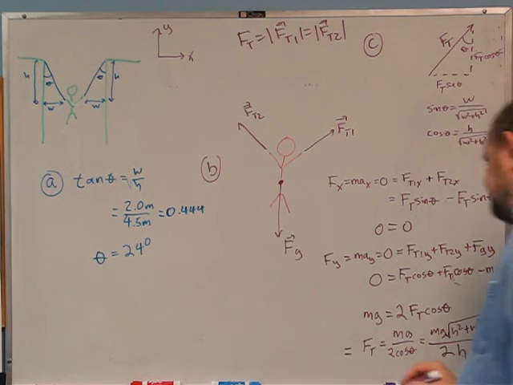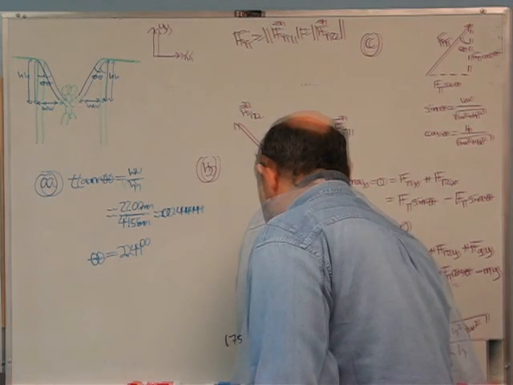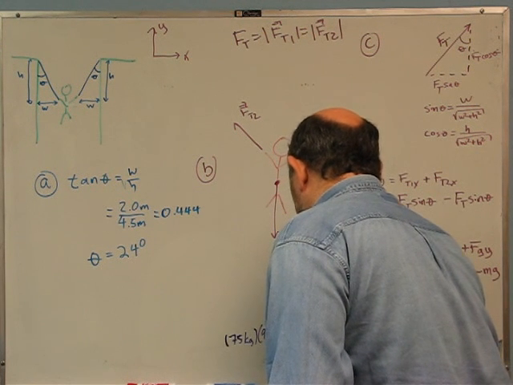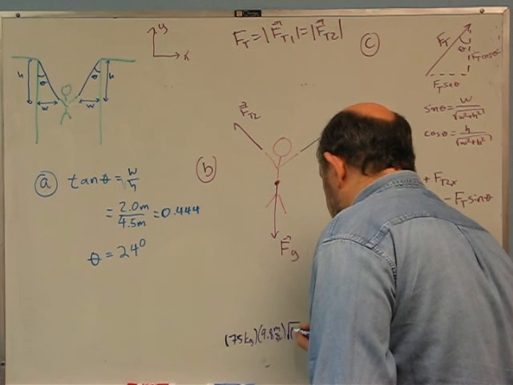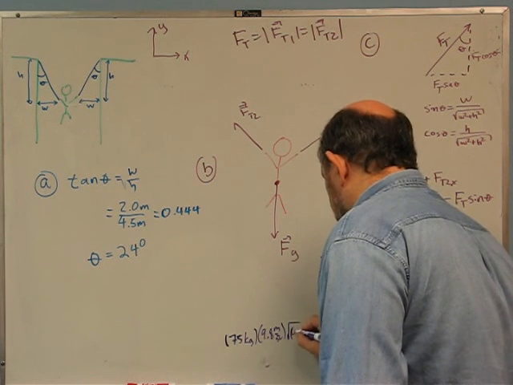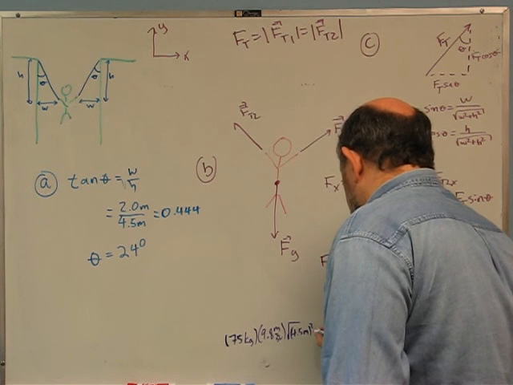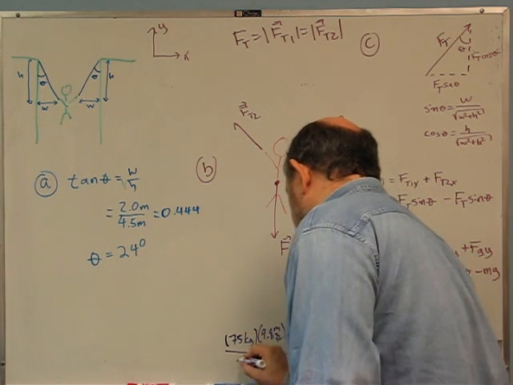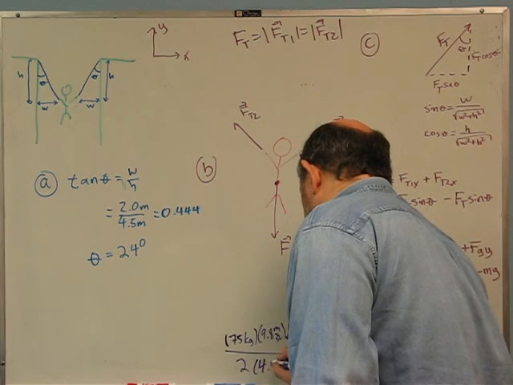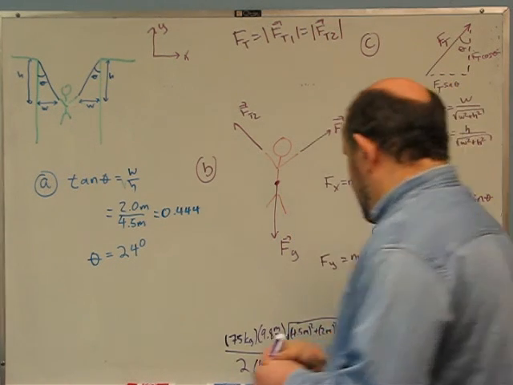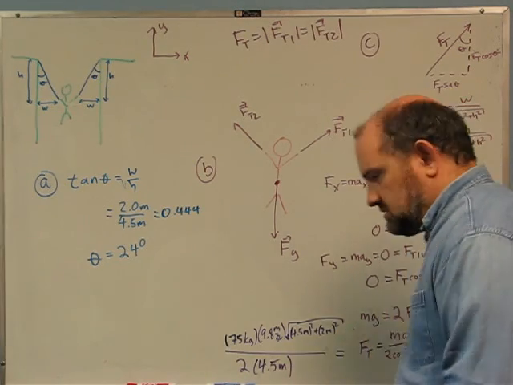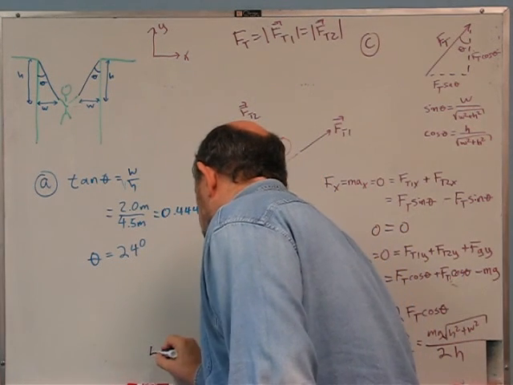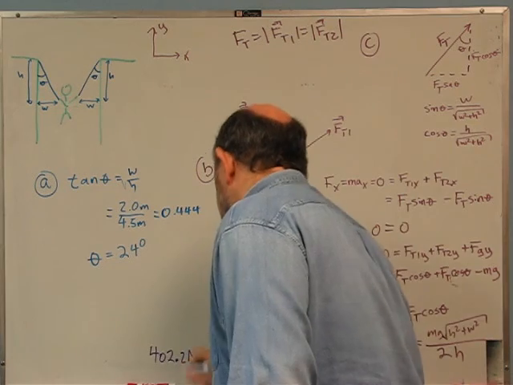And if I put in numbers, so Spider-Man's mass is 75 kilograms. G is 9.8 meters per second squared. We have the square root of h squared plus w squared. H is 4.5 meters squared plus w is 2 meters squared. That's under the square root. All divided by 2h, which is 2 times 4.5 meters. Okay, so do that calculation and you get 402.2 newtons.